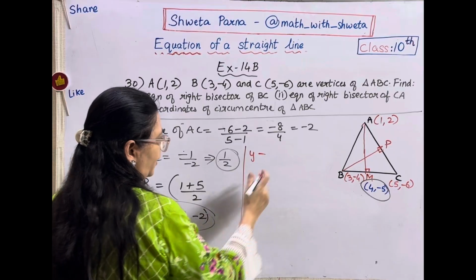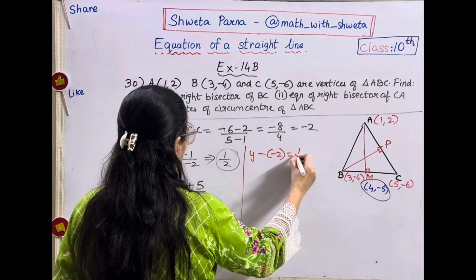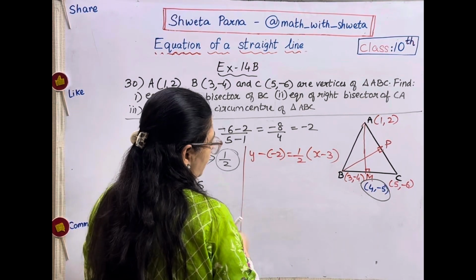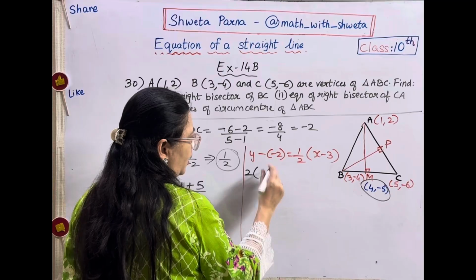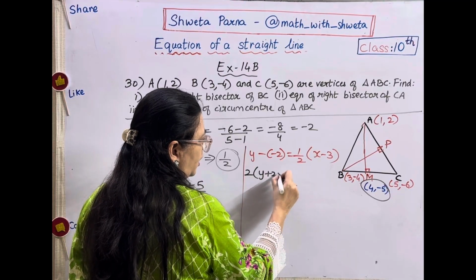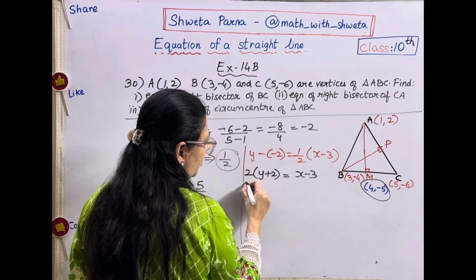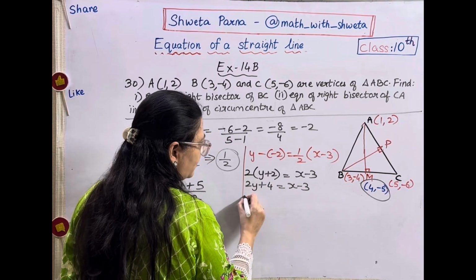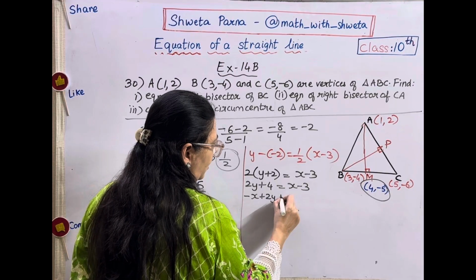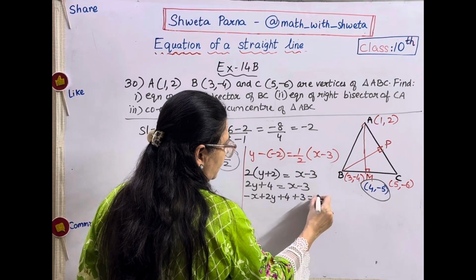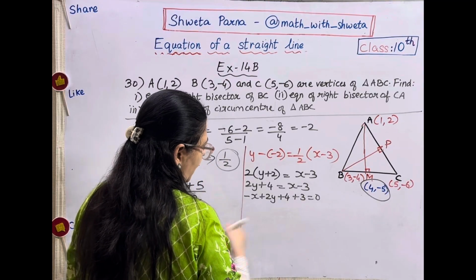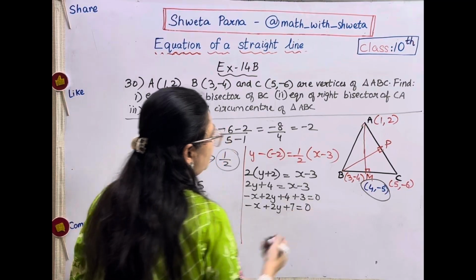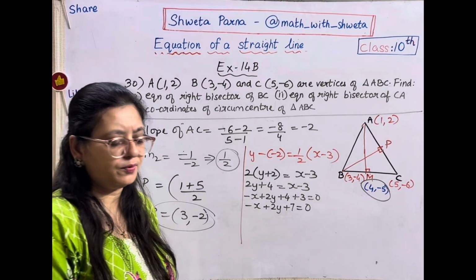y minus y1 is equal to m into (x minus x1). So this 2, you will bring it here, and y plus 2 is equal to x minus 3. 2y plus 4 is equal to x minus 3. Bring it to one side: minus x plus 2y plus 4 plus 3 is equal to 0. So this will become minus x plus 2y plus 7 is equal to 0. This becomes your second part of the answer.